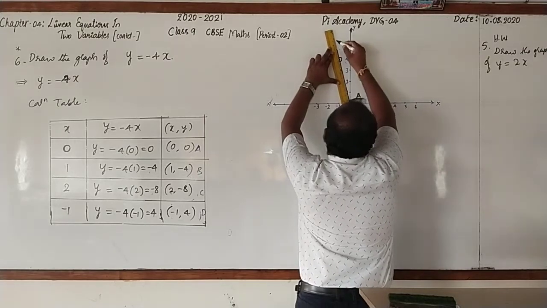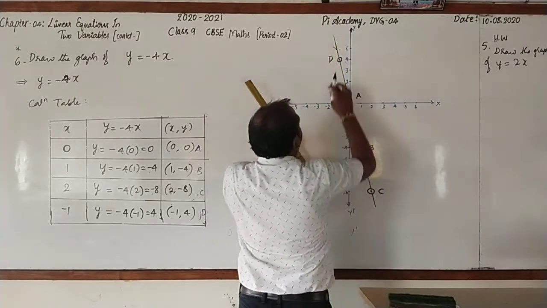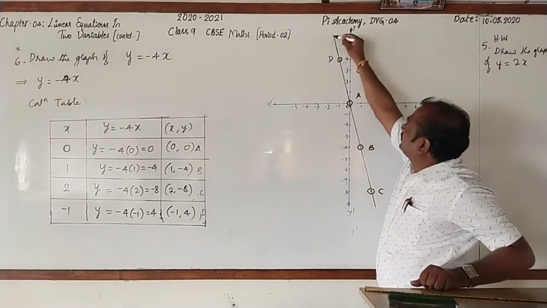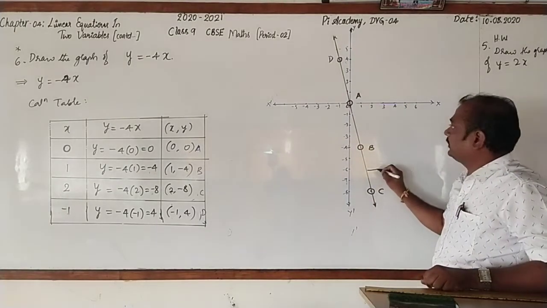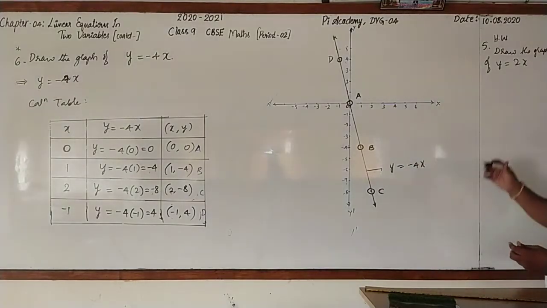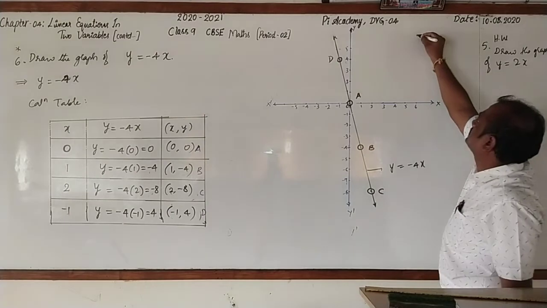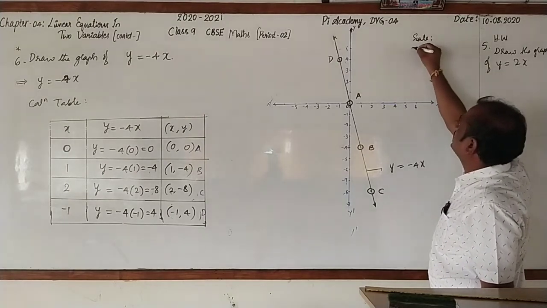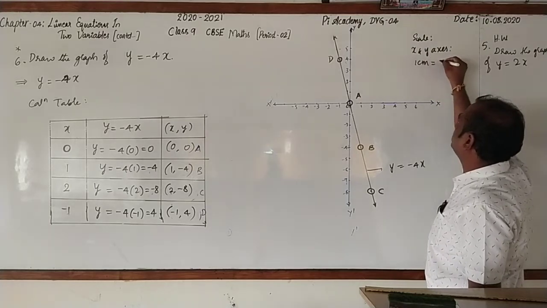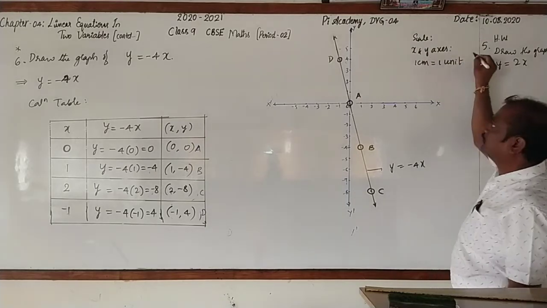And go for extending this also. And the line should be thin, do remember. Now, this is the graph of the equation y equal to minus 4x. See, the scale is the same. That is, on the x and y axis, 1 centimeter equal to 1 unit.